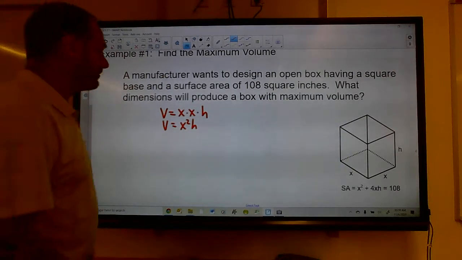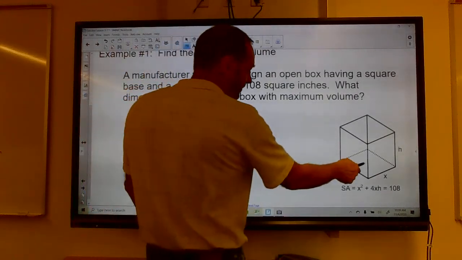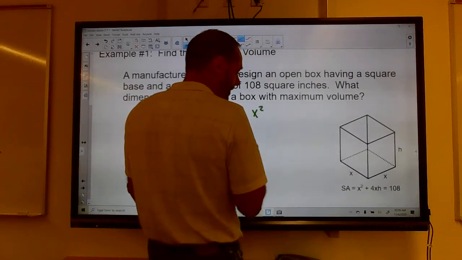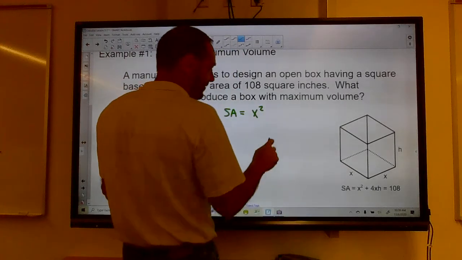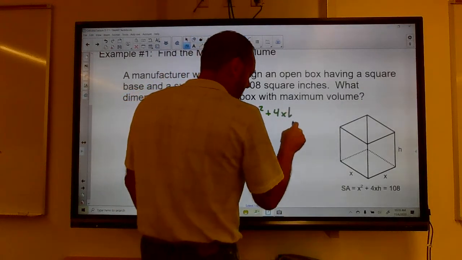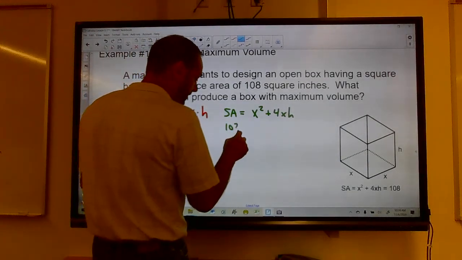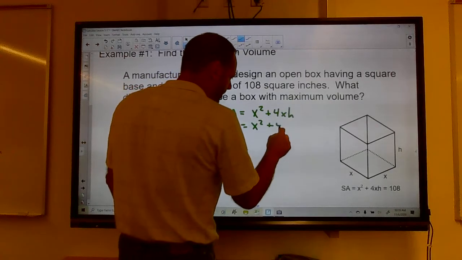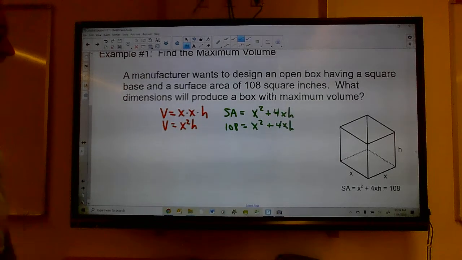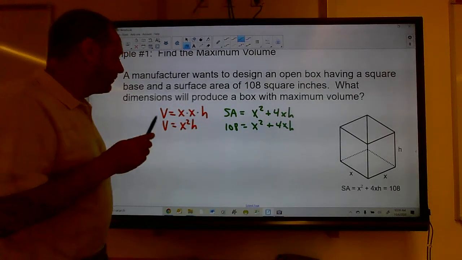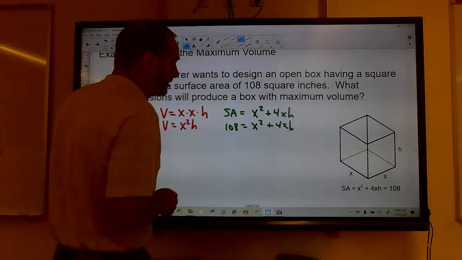We also know a surface area formula, because the bottom of the box is going to be x squared, and we know that there's four sides, they're all the same, and they're all going to be x times the height. And we know that the surface area has to be 108, so we can go ahead and plug 108 in here. So we now have a primary equation and we have a secondary equation.